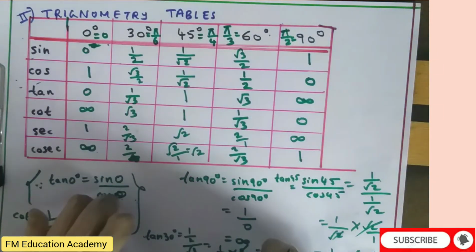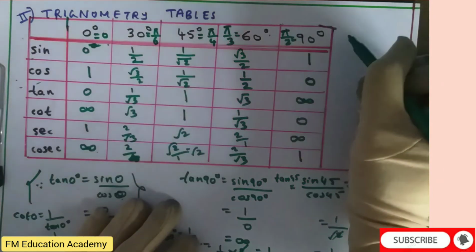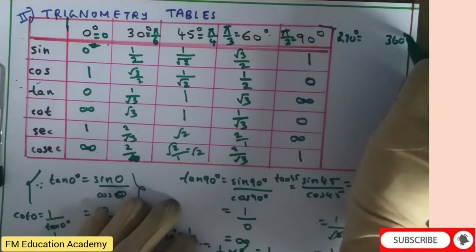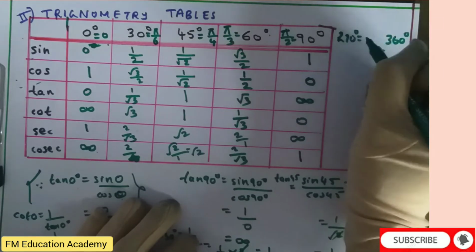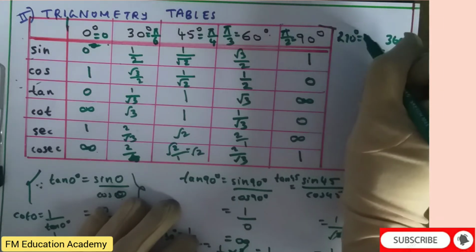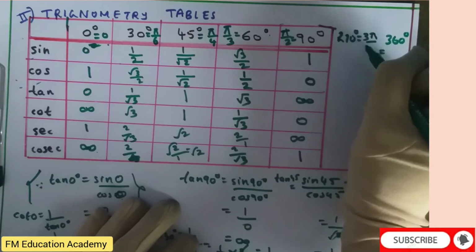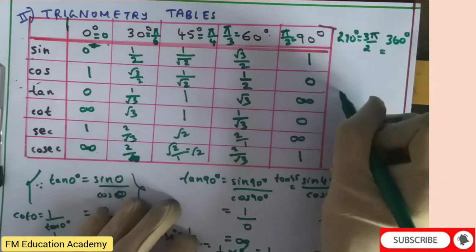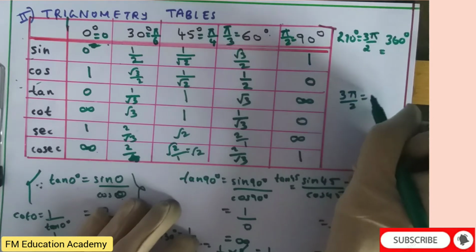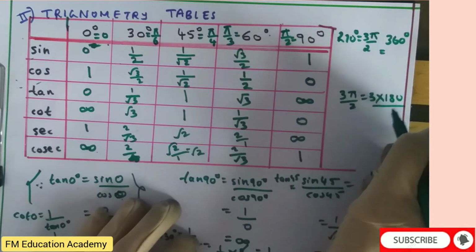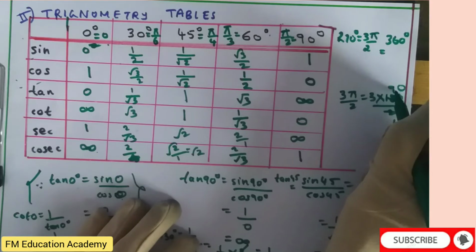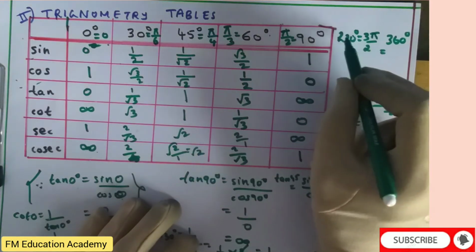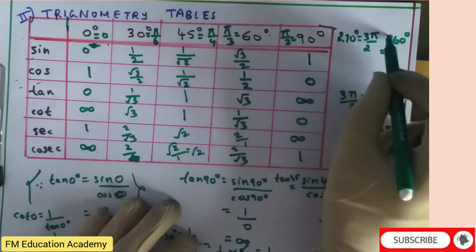Now, we also have two more angles. We have 270 degrees and we also have 360 degrees. How can we write 270? We can write 270 as 3 pi by 2, because multiply and see. What is 3 pi by 2? 3 into 180 by 2. 2 ones are 2, 2 nines are 18, 2 zeros... 9 threes are 27. So you got 270 degrees. So 270 degrees can be written as 3 pi by 2.